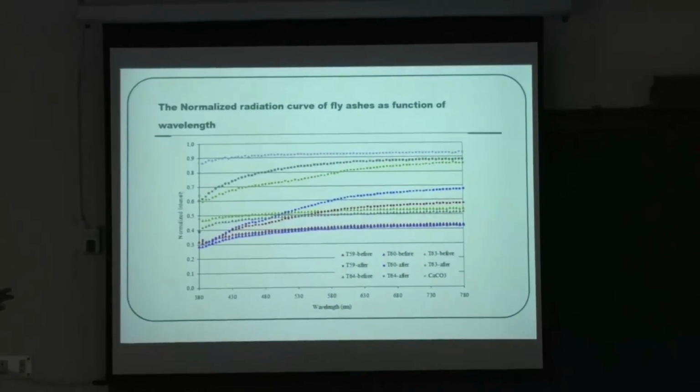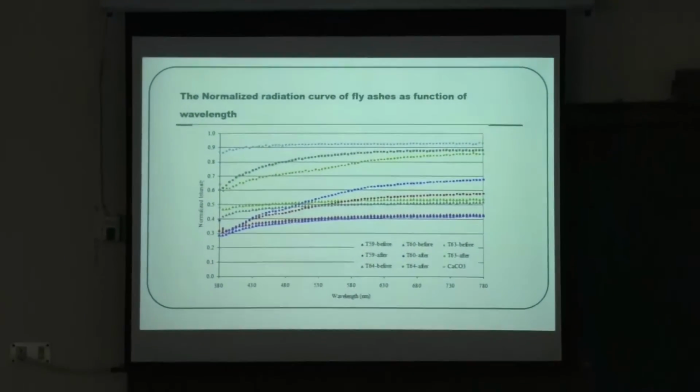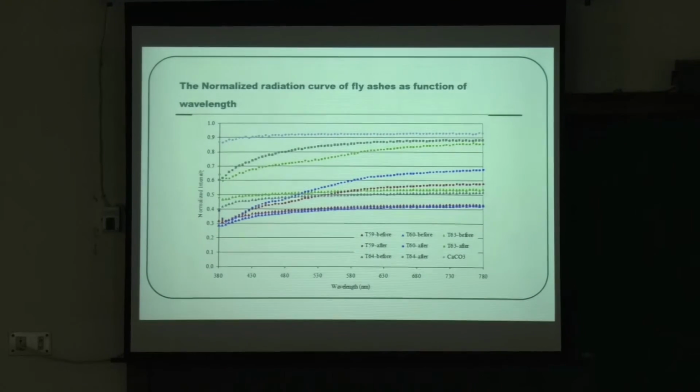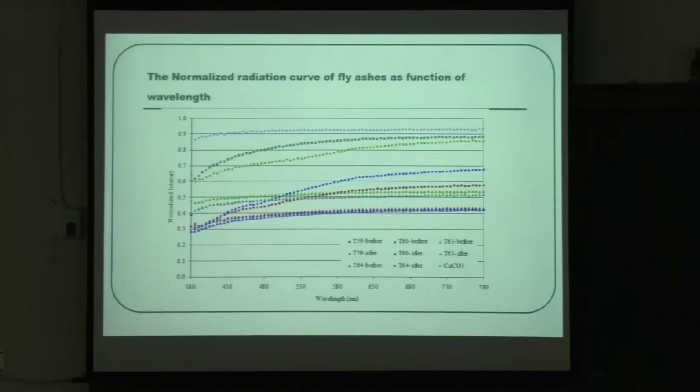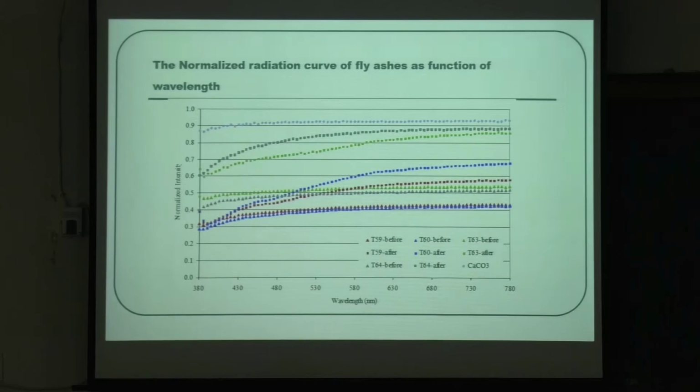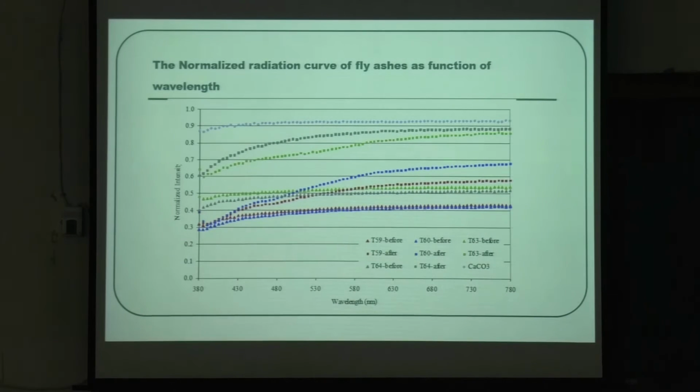So that top level is calcium carbonate. It's about normalized intensity, about 0.92. And barium sulfate is still higher, but it did not have the barium sulfate here. Calcium carbonate is easily available, but barium sulfate can be still a bit higher.